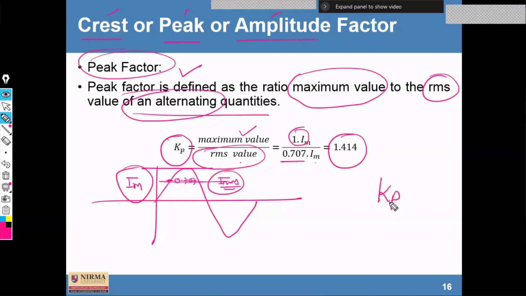Sometimes it is abbreviated as KP, that is peak. Sometimes it is abbreviated as KA, amplitude factor. Sometimes it is abbreviated as KC also, crest factor. So in the different books, it is abbreviated as different name, but the meaning is same. So this is a peak factor. Peak factor is defined as the ratio of maximum value to RMS value of an alternating quantities. Okay.